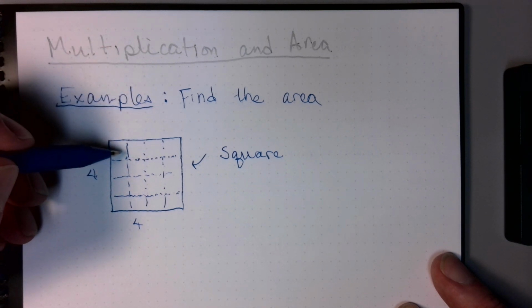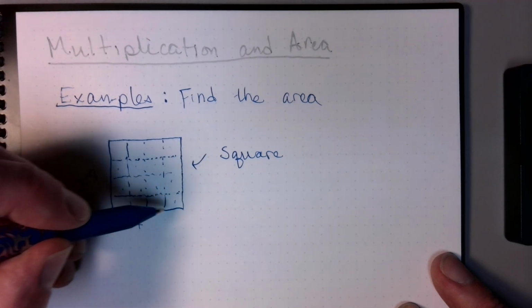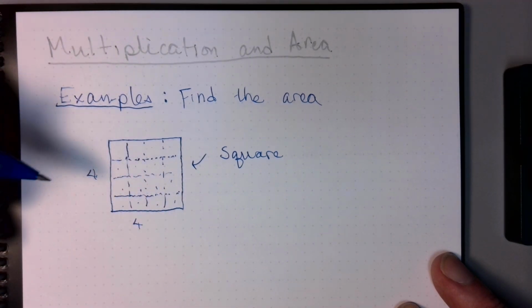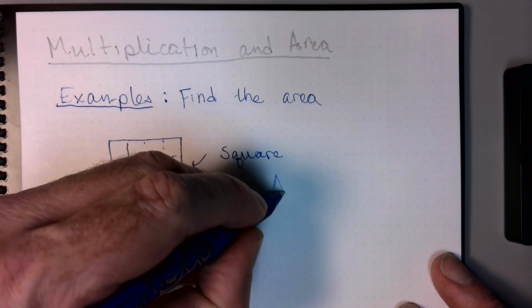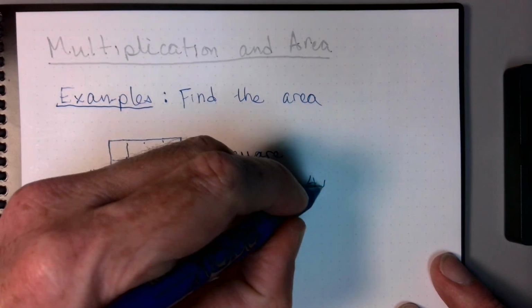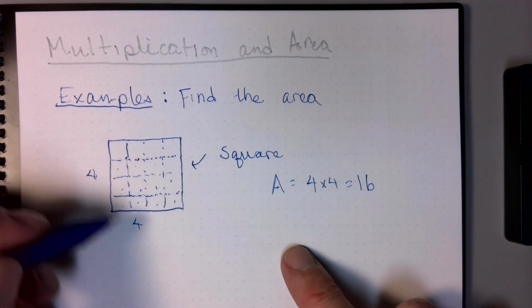But we can see here I've got 1, 2, 3, 4, 5, 6, 7, 8, 9, 10, 11, 12, 13, 14, 15, 16 1 by 1 squares covering this figure. So the area of this square is 4 times 4, 16. Okay, I don't have to count up the squares, I can multiply.